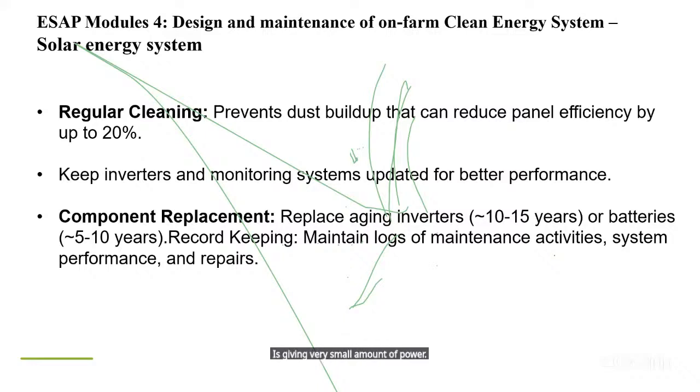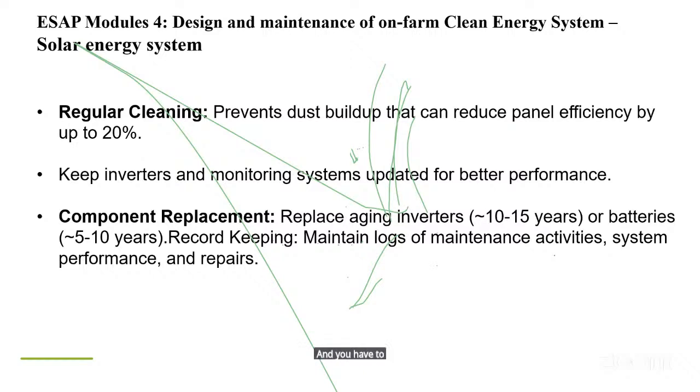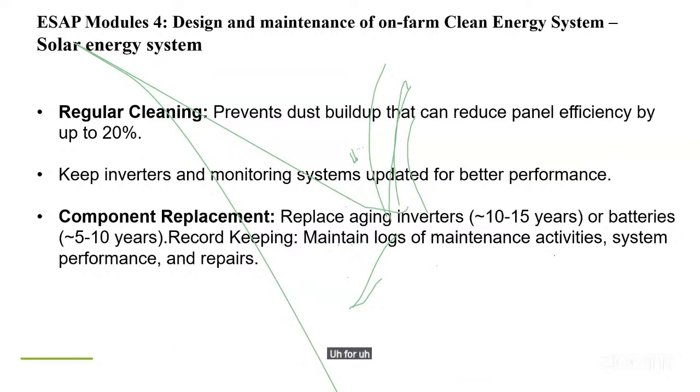You have to keep inverters, and you have to monitor the system, update the software to make sure that it's performing well. And you have to replace some components. When components are faulty, you replace them. And for inverters, you can go up to 10 to 15 years. For batteries, 5 to 15 years. For other spares, you have to consider their lifetime and to change them.